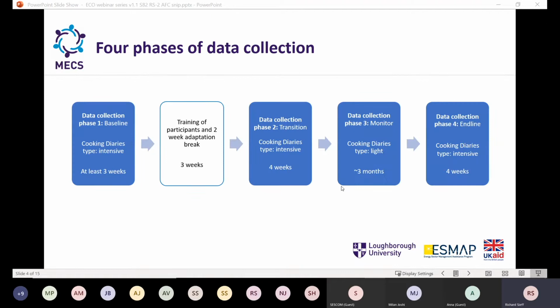We recommend 4 phases of data collection, as illustrated here. The timings here are examples of what we recommend for a study of approximately 6 months in duration. Firstly, we have the baseline, which is an intensive cooking diary that goes on for at least 3 weeks.